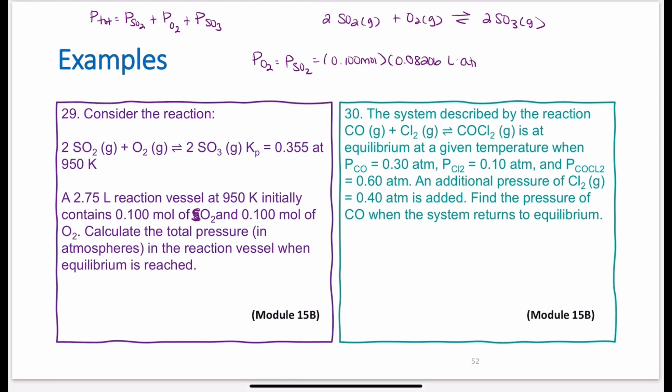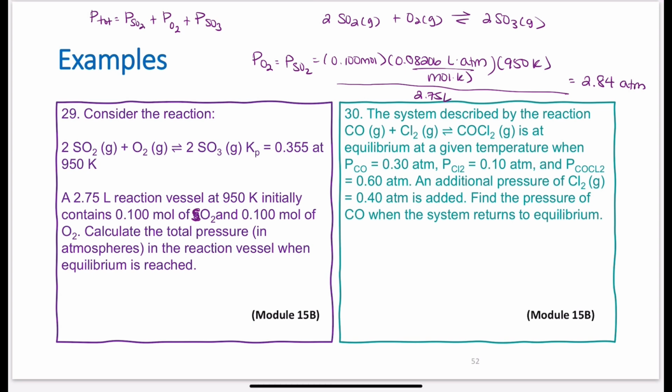0.08206 liter atmosphere per mole K for my R value, 950 Kelvin for my temperature, and the volume here is 2.75 liters. This gives me 2.84 atmospheres. Again, that's just taking the moles, the gas constant, the temperature, and the volume I'm in, and giving me my pressure right away.